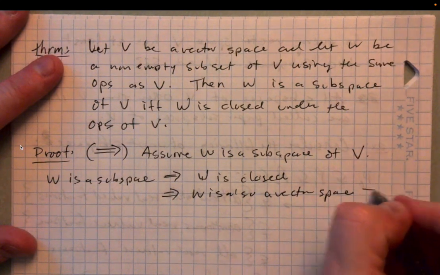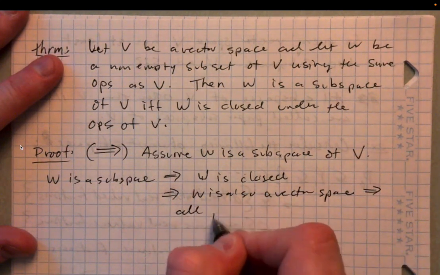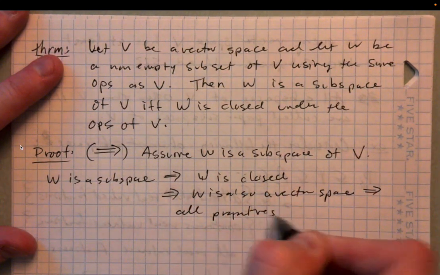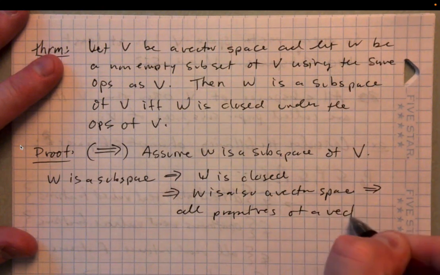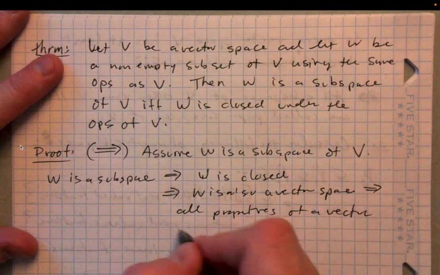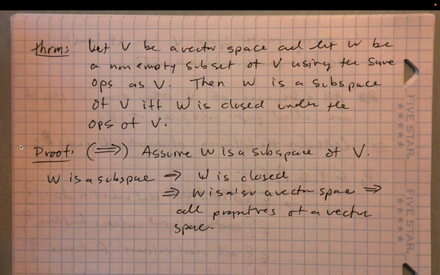Okay, and so what do we get from that? We get all the properties of a vector space. So that's that direction. If W is a subspace of V, then basically W gets all the properties of a vector space. Kind of done there.